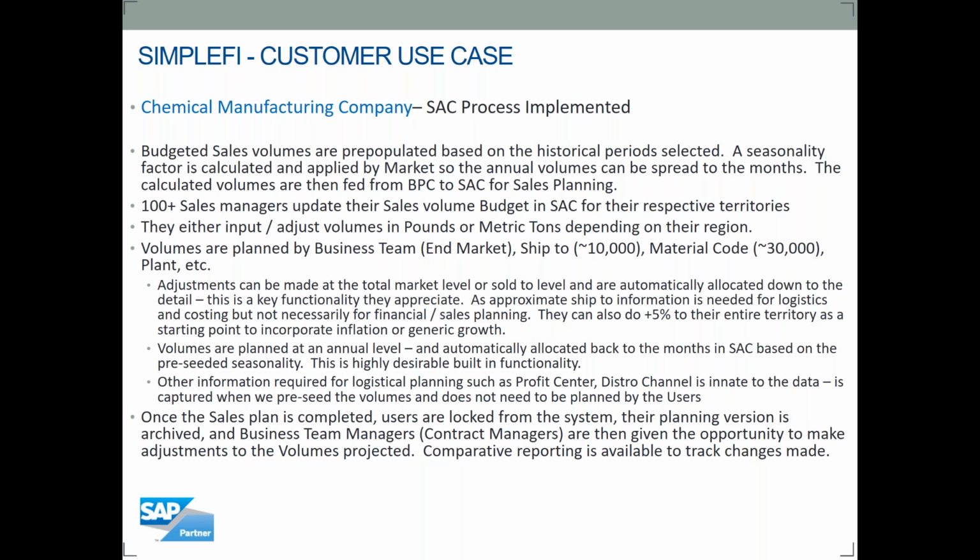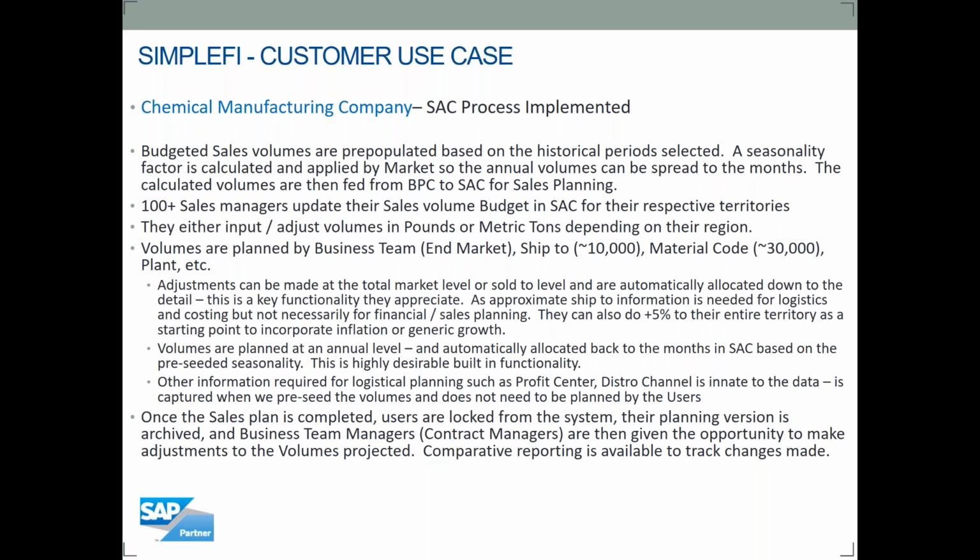We take that rolling 12 months and do an average of it, and based off of historical information, the company decides how they want to spread this. We pre-seed percents into the system for them by market, and then they run a job that allocates this all out to incorporate the seasonality they want by their individual end market. Then that is seeded into their budget as a starting point within BPC, or within SAP Analytics Cloud, as well as BPC.